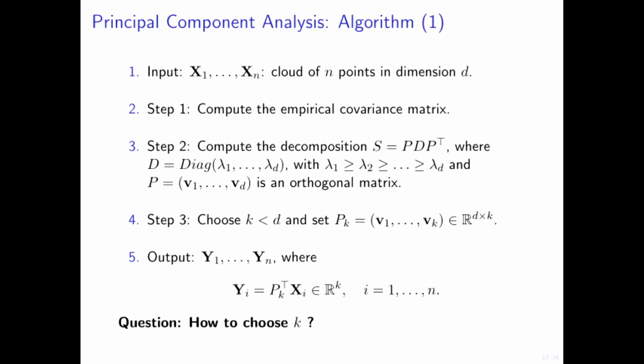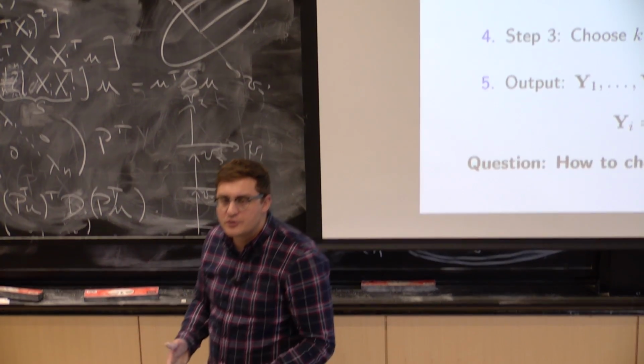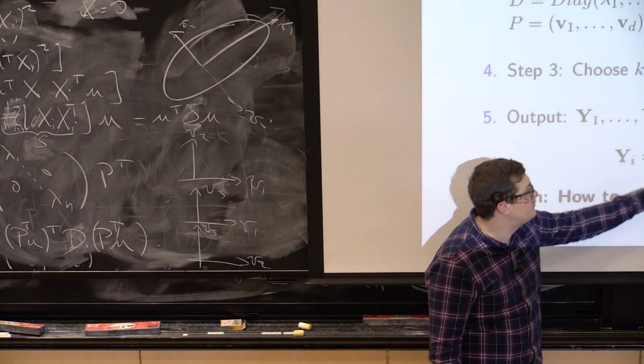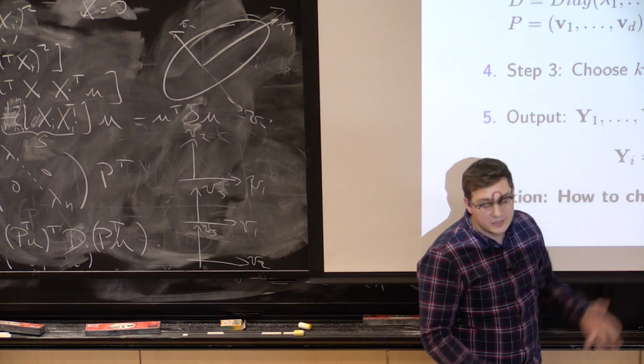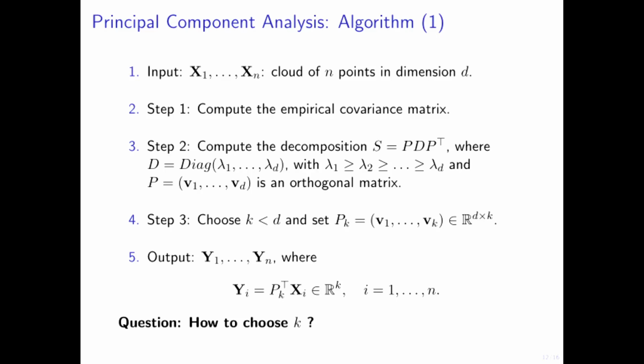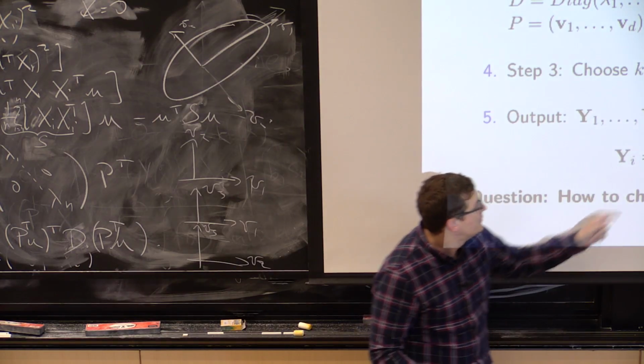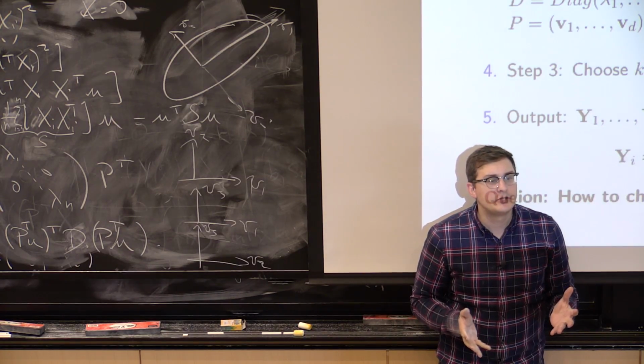OK? Once I have those columns, what I want to do is to project onto the linear span of those columns. And there's actually a simple way to do this, which is just take this matrix P, which is really the matrix of projection onto the linear span of those k columns. And you just take Pk transpose, and then you apply this to every single one of your points. OK? Now, Pk transpose, Pk is a, what is the size of the matrix Pk?